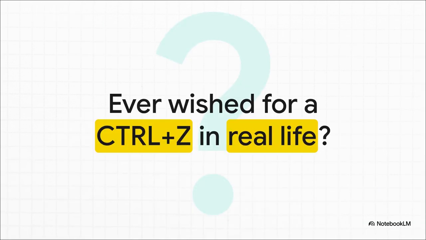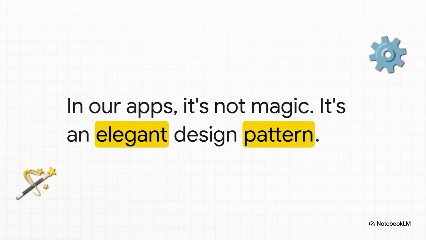You spill your coffee, you say exactly the wrong thing in a conversation, and you just wish you could hit a cosmic Control plus Z and take it all back. That impulse to just undo a mistake, it's completely universal. Well, in the digital world, that power isn't some kind of magic. It's actually the result of some really clever engineering, specifically a design pattern called Memento. So how does it pull off this kind of digital time travel?